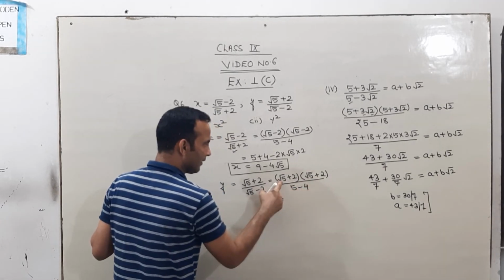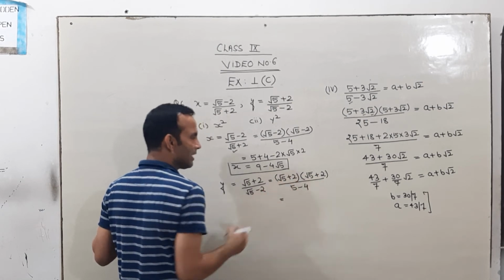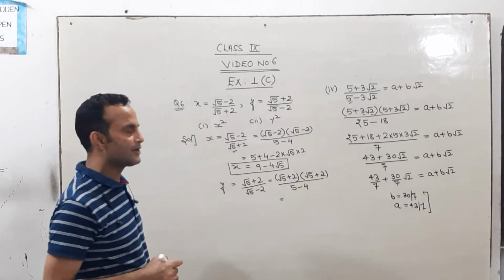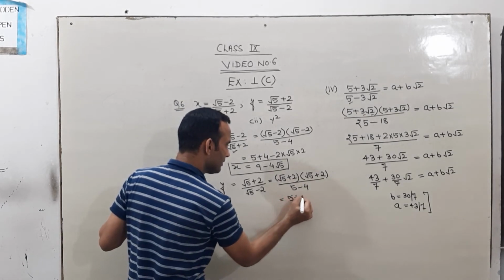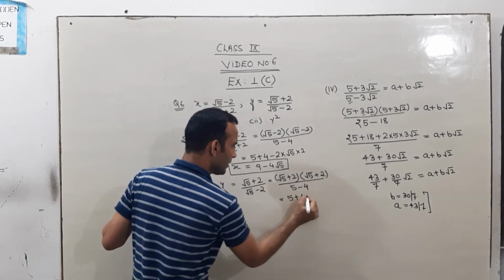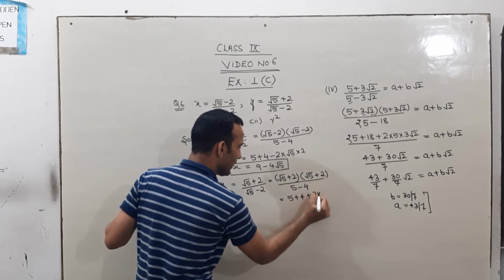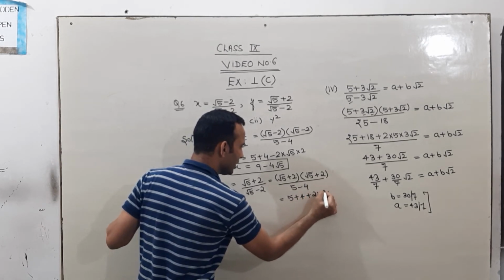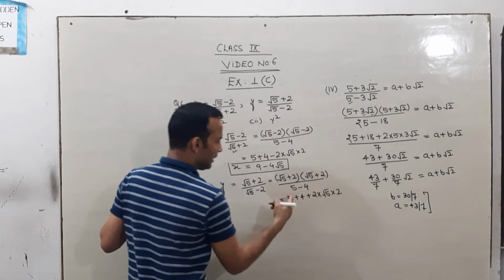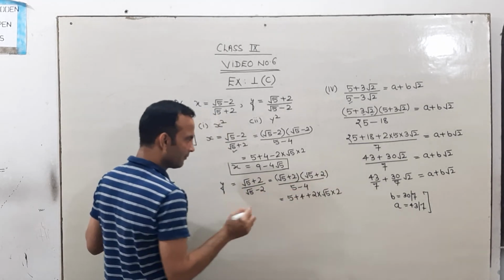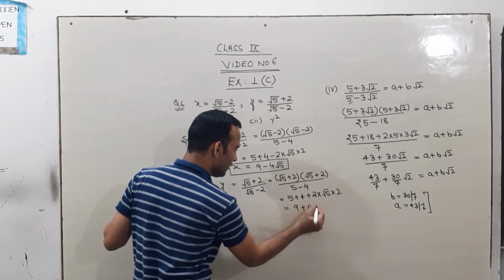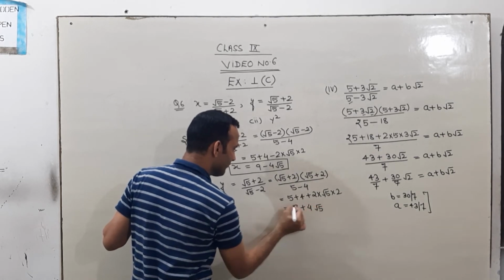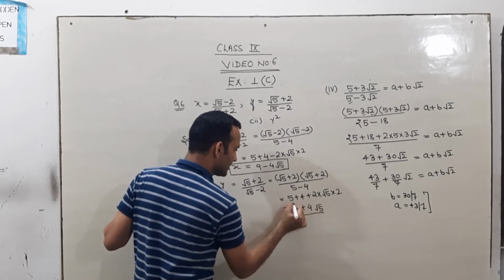Now see, root 5 plus 2, root 5 plus 2, apply the identity a plus b raised to the power 2, a square plus b square plus 2ab. No need to write 1 in the denominator. 5 plus 4 is 9, plus 4 times root 5. This is the value of y, my dear students.